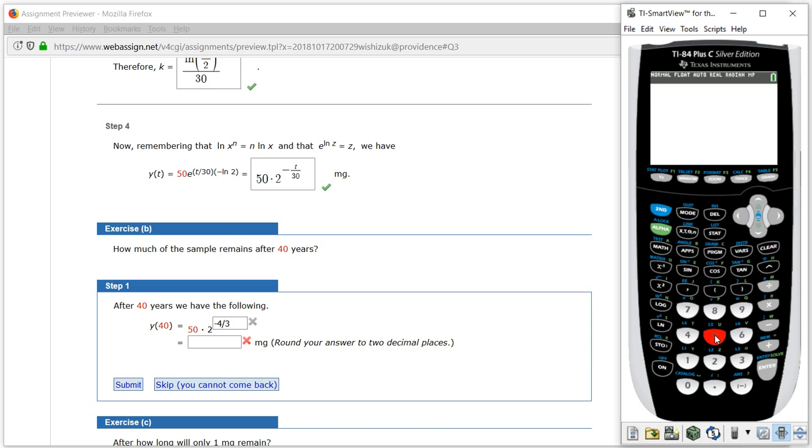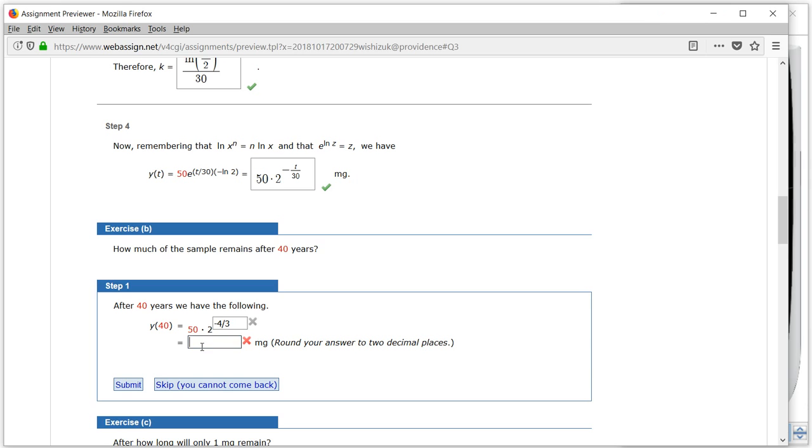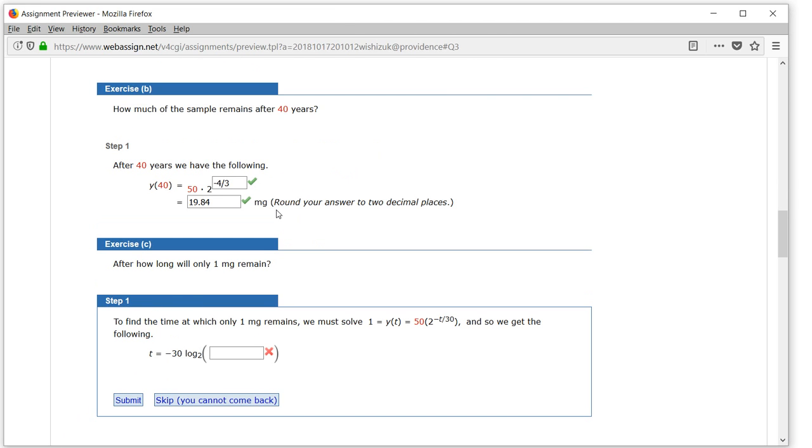So it's going to be 50 times 2 to the negative 4 over 3. Then hit enter. It's going to be 19.84, so I'm going to type in 19.84. Let's check the answer. I came back and it looks like we got part B correctly here.